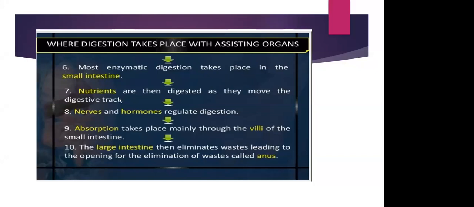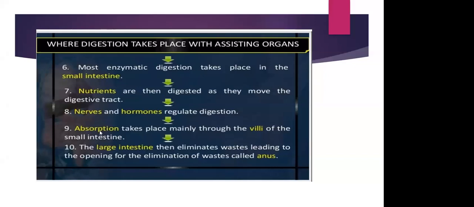Okay, children. So nutrients are then digested as they move in the digestive tract with the help of the circulatory system. And the nerves and hormones regulate digestion. So with the coordination of the nervous system as well as hormones, the process of digestion will be regulated.